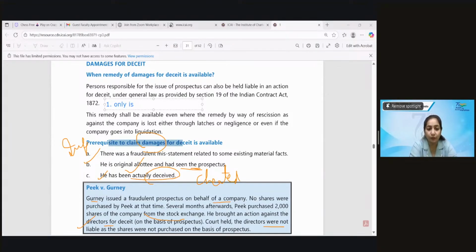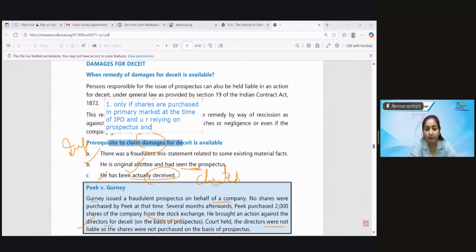Only if shares are purchased in the primary market at the time of IPO and you are relying on the prospectus and buying the shares, then you can file a case, if there is a fraudulent prospectus.